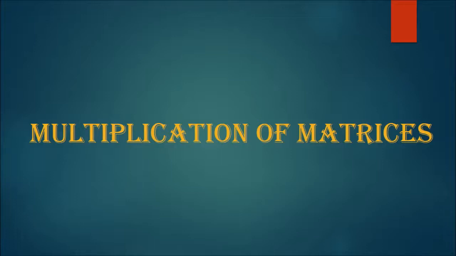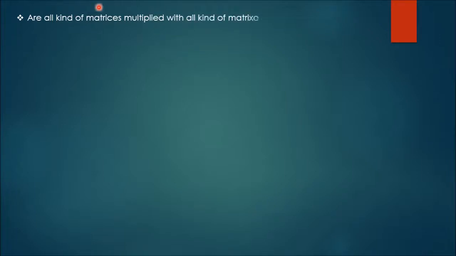The first thing we must keep in mind while multiplying is: are all kinds of matrices multiplied with all kinds of matrices? Kind means type. Can any type of matrix be multiplied with any type of matrix? Now this is the question, and the answer is, we must be sure which matrix will be multiplied with which matrix. That is no, because all kinds of matrices are not multiplied with all kinds of matrices.